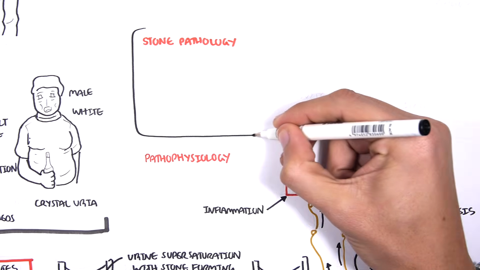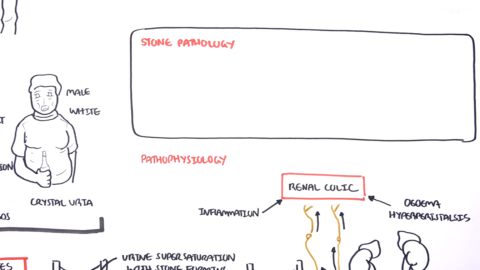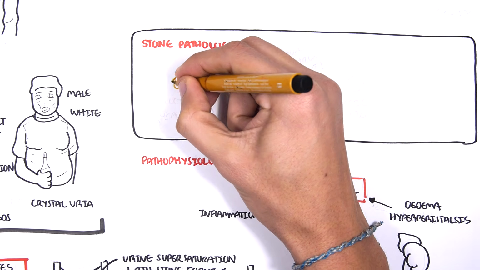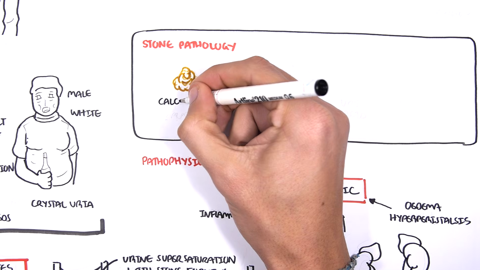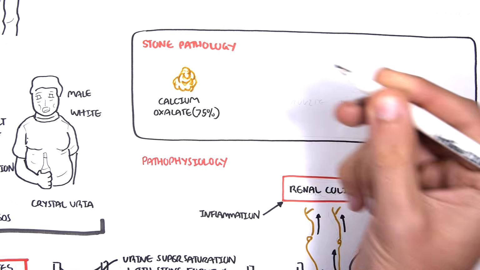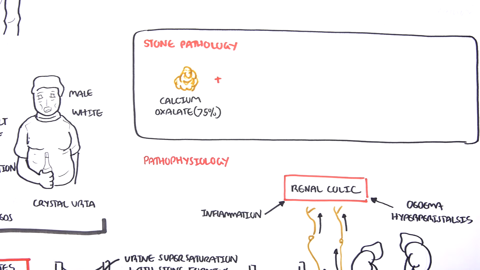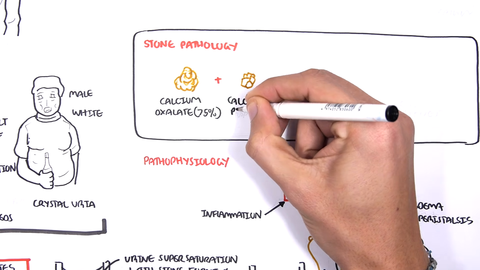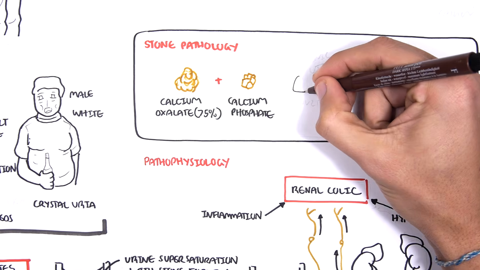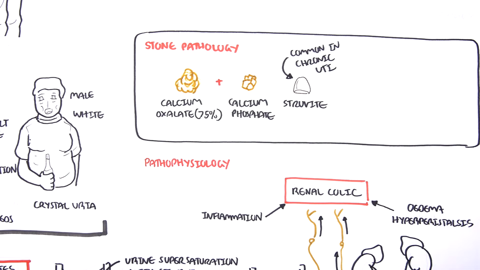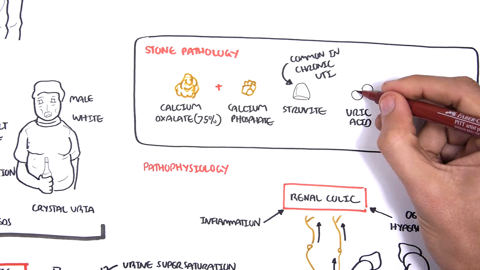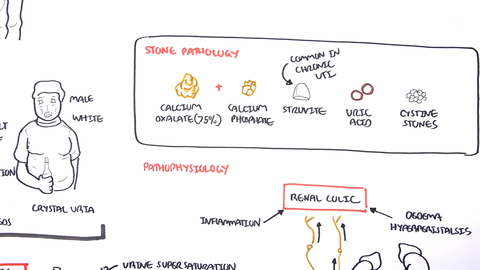The stone pathology can be broadly divided into 5 different types. These include calcium oxalate stones, which make up the majority, 75%. There's also the calcium phosphate as well. Struvite is common in chronic urinary tract infections. There's also uric acid stones and cystine stones.